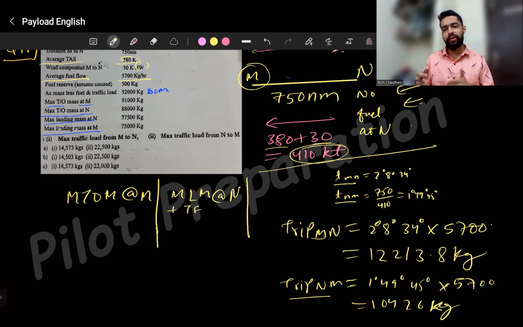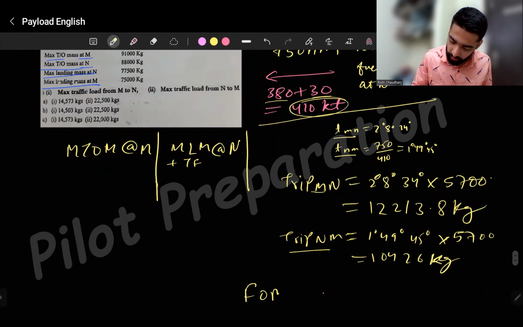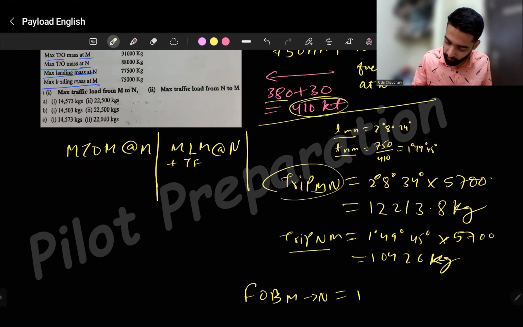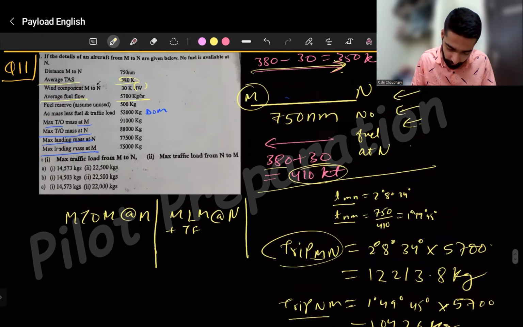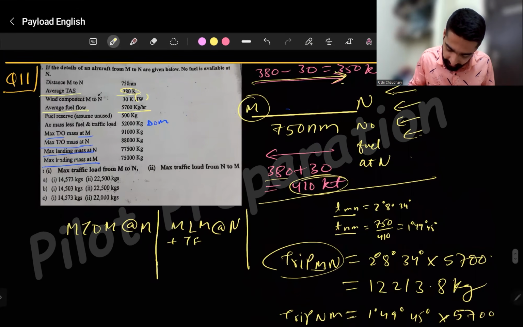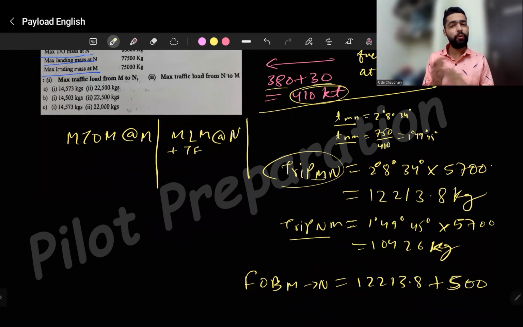Now I got trip M to N and trip N to M. What will be the reserve fuel from M to N? Or what will be the fuel on board? FOB M to N will be how much? FOB will be trip fuel M to N. This will be this one, 12213.8 plus any other thing, then trip fuel plus reserve fuel, right? Reserve fuel is how much? Reserve fuel is 500 kg. Will this be my FOB from M to N? Correct? No, this is not correct.